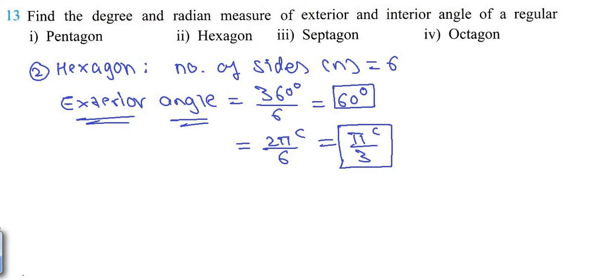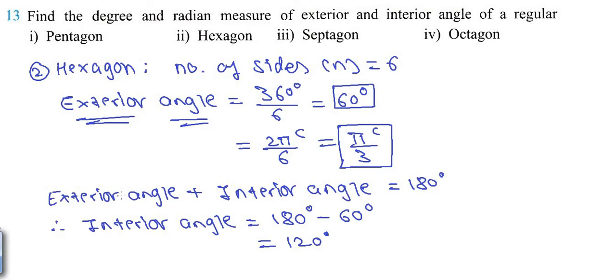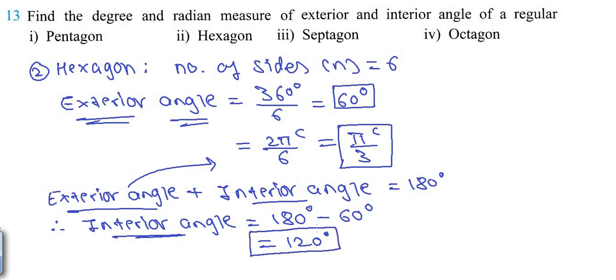Now let us find the interior angle. Sum of exterior angle and interior angle equal to 180 degree. So exterior angle plus interior angle equal to 180 degree. Shift this exterior angle to right hand side, it will be turned into negative number. So interior angle equal to 180 degree minus 60 degree, which equals 120 degree. So this is the interior angle for hexagon in terms of degree measure.